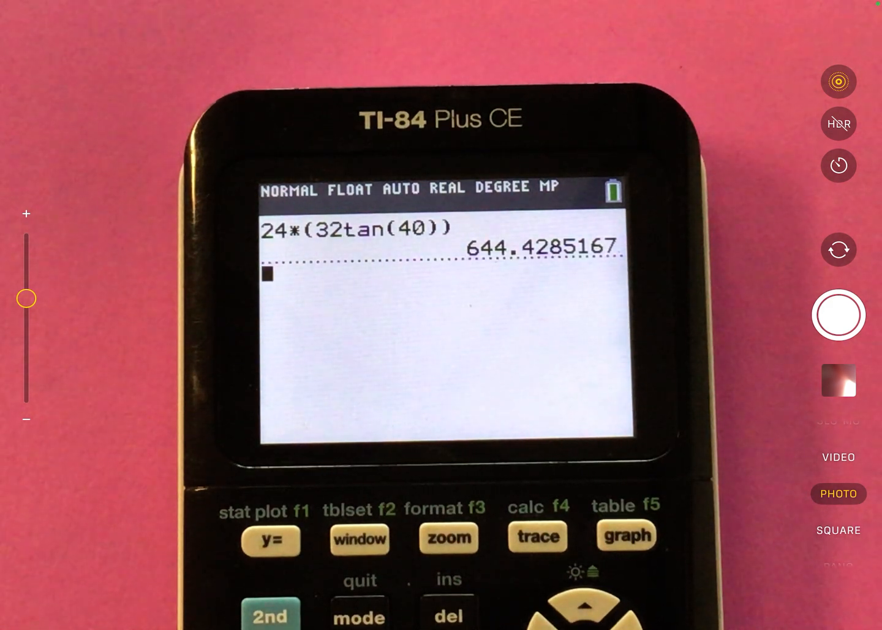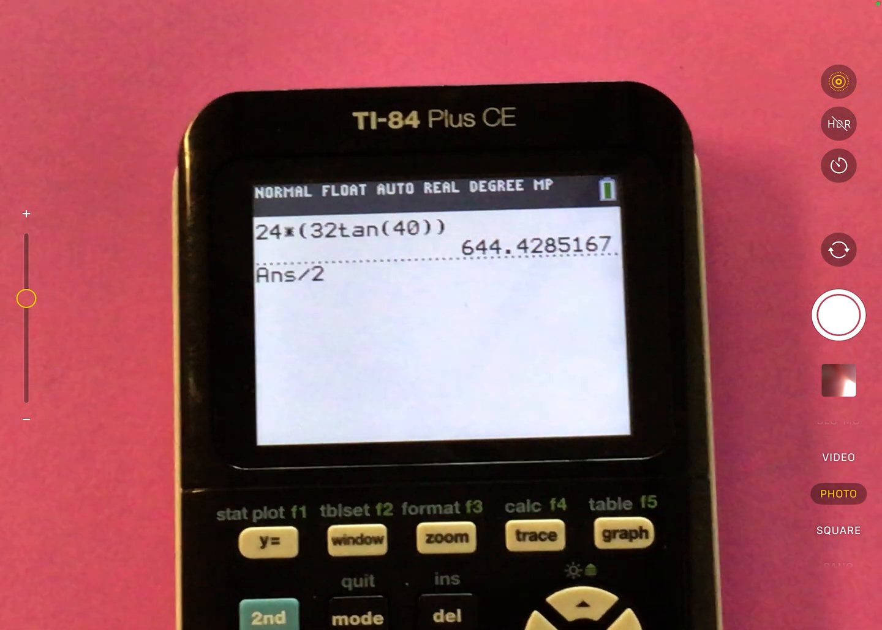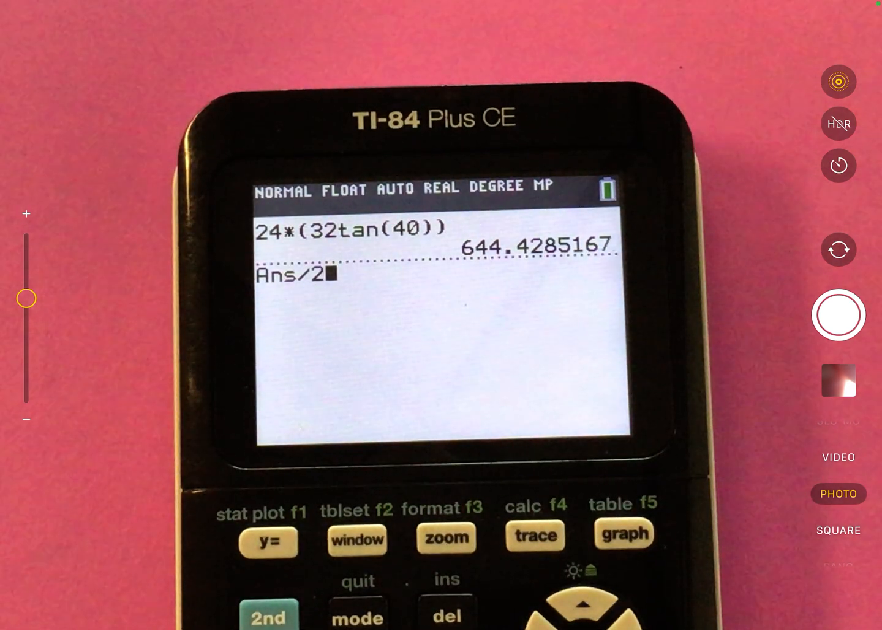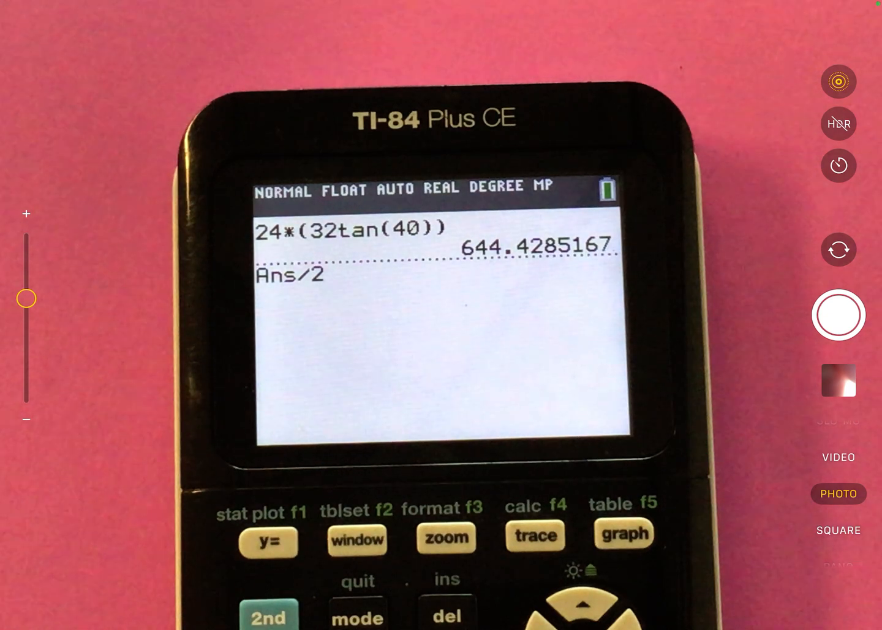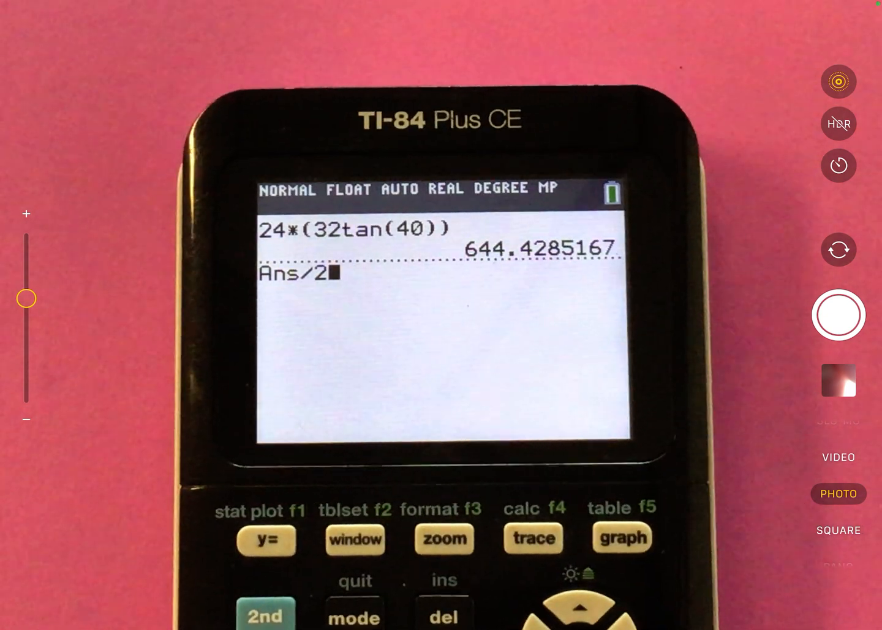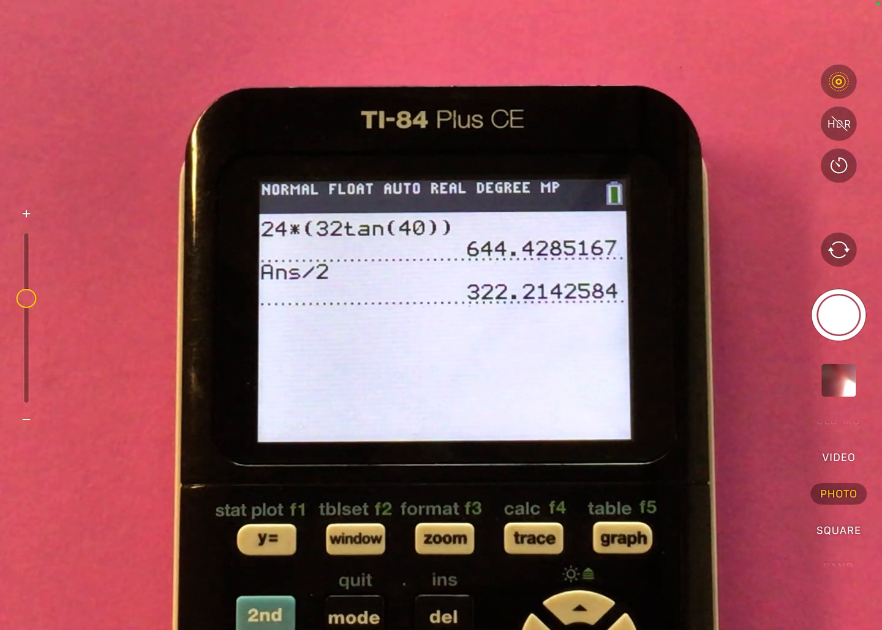And I get 644.4285167. I am not rounding. What is my last step for my area formula? Divide by 2. The fastest thing you can do after you type that in to keep it exact, just hit divide 2. And it's going to say answer divide 2. What's that doing? It is keeping the exact answer and then dividing by 2. Hit enter. Now we can round. So the area of that kite is about 322.21, whatever the units are squared.